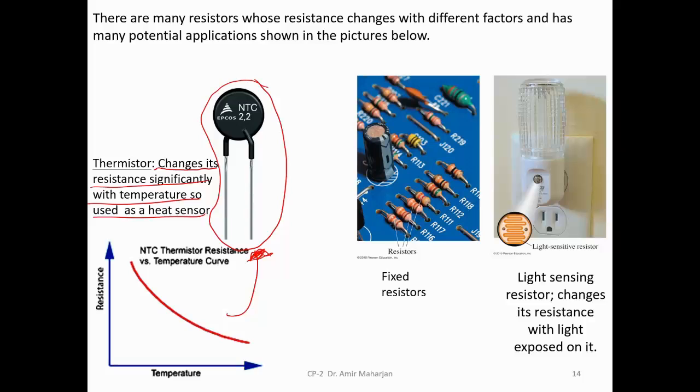Here, you will see this in many electrical circuits. These are the fixed resistors. They have fixed resistance, color-coded. And here you will see this is also a resistor, but this is a light-sensing resistor.